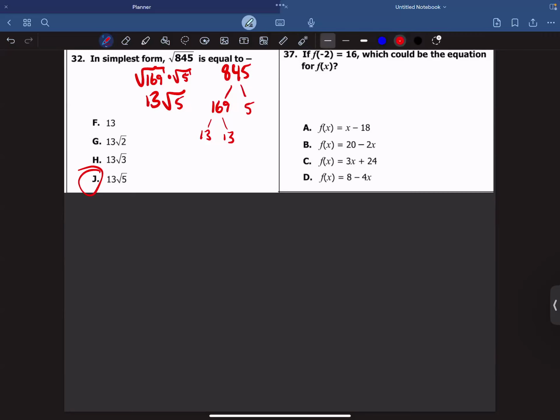Okay. And then 37 says if f of -2 equals 16, which could be the equation for f of x? Well, all we are doing is substituting in -2 to see which one equals 16. Well, -2 minus 18 is going to be -16, so that's not it. 20 minus 2 times -2 is going to equal 24, so that's not it.